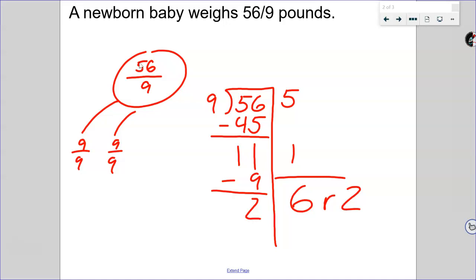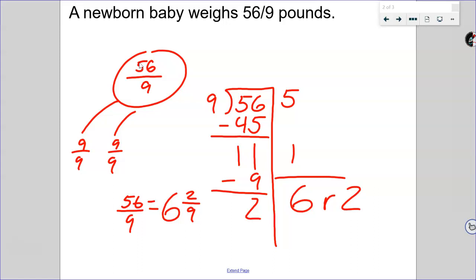But then let's bring it back to what we were really doing. We want to know, what is 56/9 the same as? Well, it's the same thing as 6 wholes, and then we have the remaining 2/9 left over. So now we would say the baby weighs 6 2/9 pounds. That makes a lot more sense than saying it as 56/9.